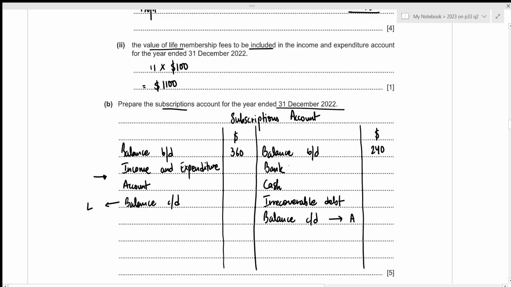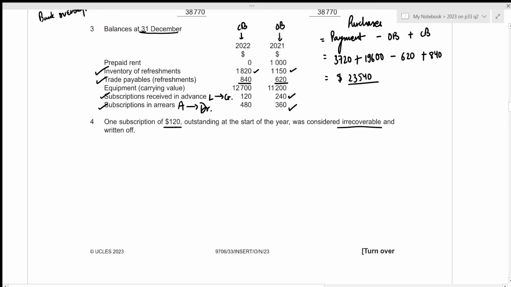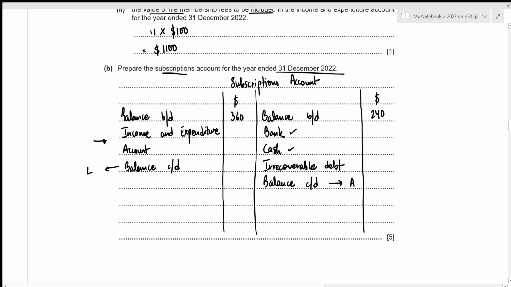Let's take a look at the subscriptions received in our bank, cash, as well as the irrecoverable debt. Within our bank account, annual subscriptions of 10,320 were received. This will go towards the credit side. Within our cash account, we have the annual subscriptions of 1,440 and the irrecoverable debt was of 120.